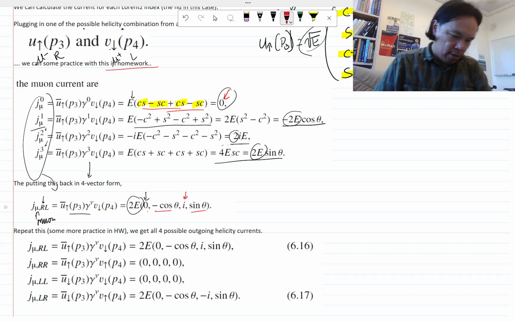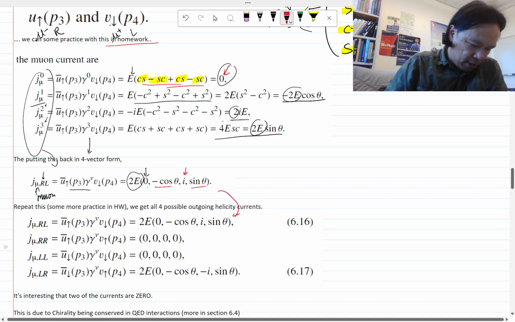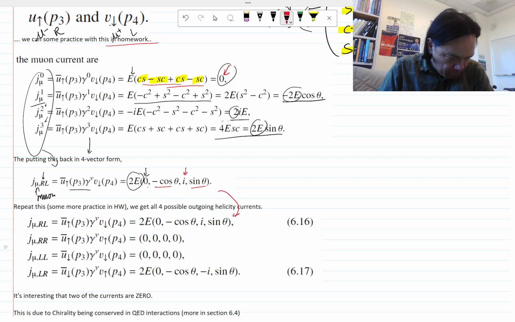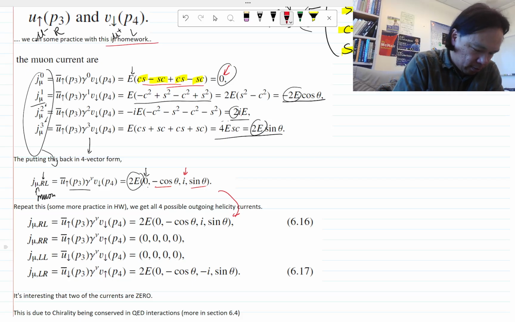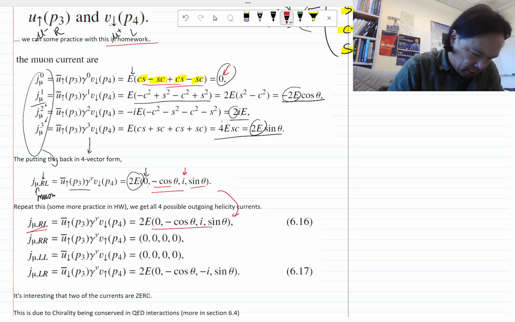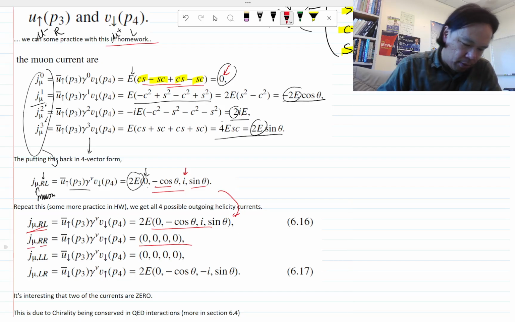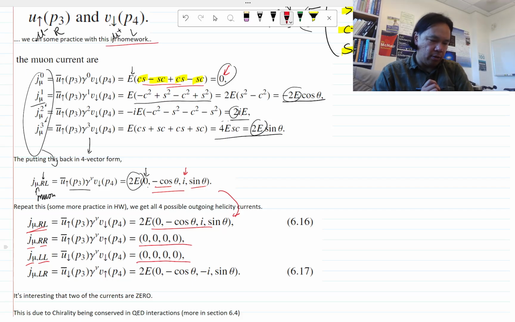So hopefully we're going to get a little bit of practice, besides me messing up the helicity twice and then correcting it myself. We're going to have a homework problem on this. This J mu RL is just a copy of this. What you'll find is that for J mu RR, all the components turn out to be 0. J mu LL, left and left, all the components turn out to be 0 also.